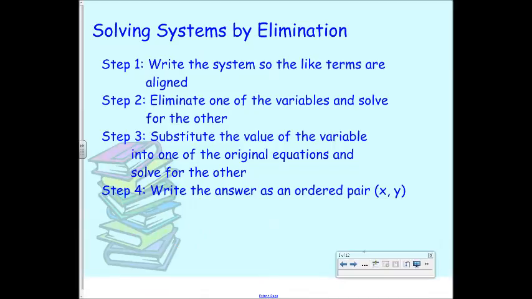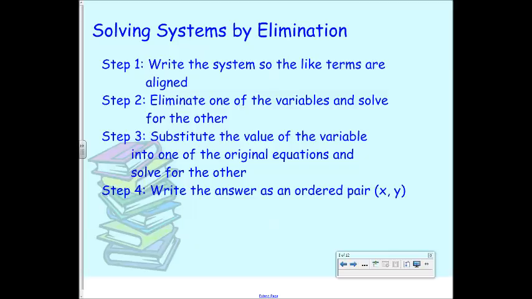All right, here are just your steps for how to do this. Write the system so the like terms are aligned. What does aligned mean? X's should be on top of X's, Y's should be on top of Y's, numbers should be on top of numbers. So a constant should just be on top of a constant. Good. Eliminate one of the variables and solve for the other one, and then substitute the value back in to get your answer as an ordered pair.